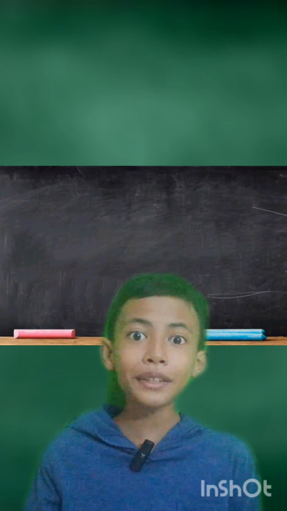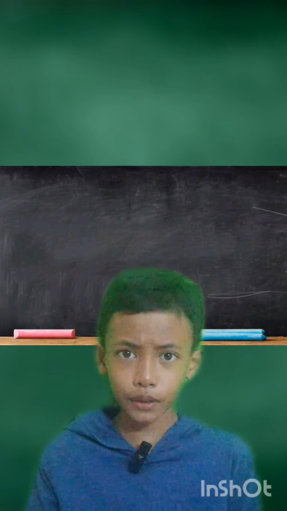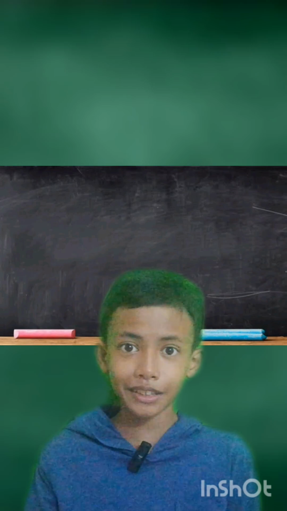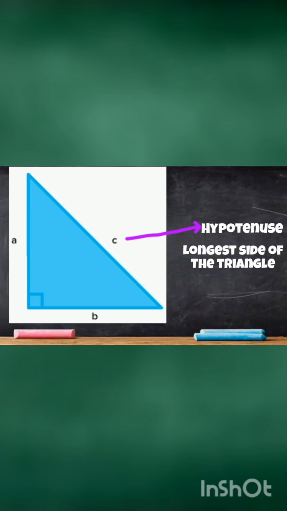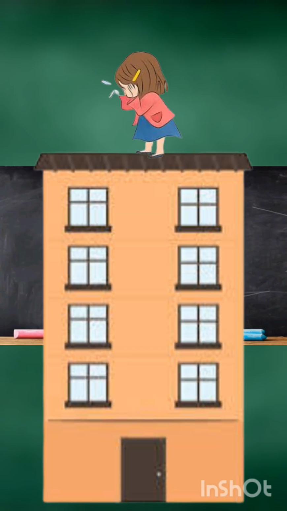But before we start with the example, we need to learn a few terms first, which are essential to understand. Now, visualize a right-angled triangle, which has sides A, B, and C. In this diagram, A and B are the legs of the triangle, and the side opposite the right angle, which is C, is called the hypotenuse and is the longest side of the triangle. Moving further to our example.